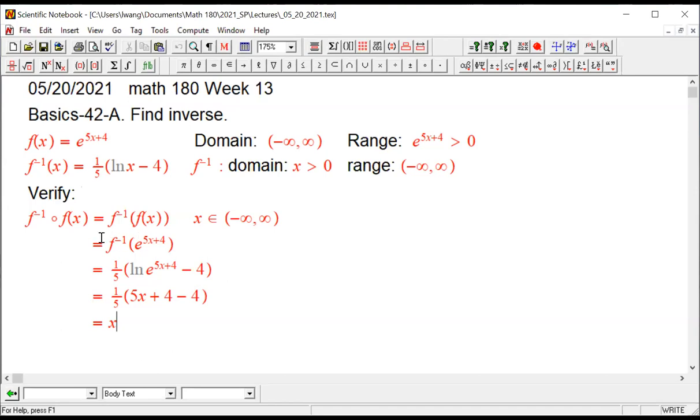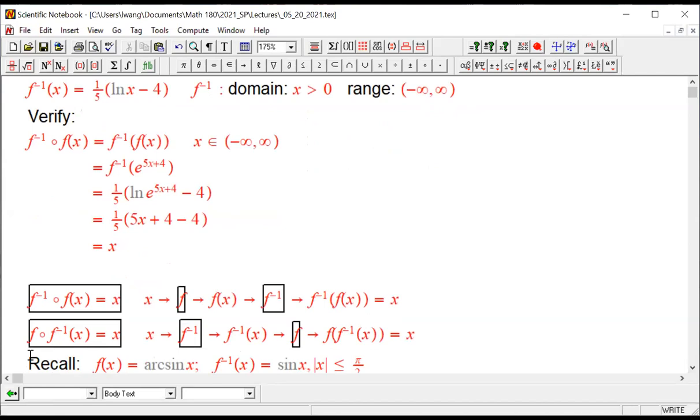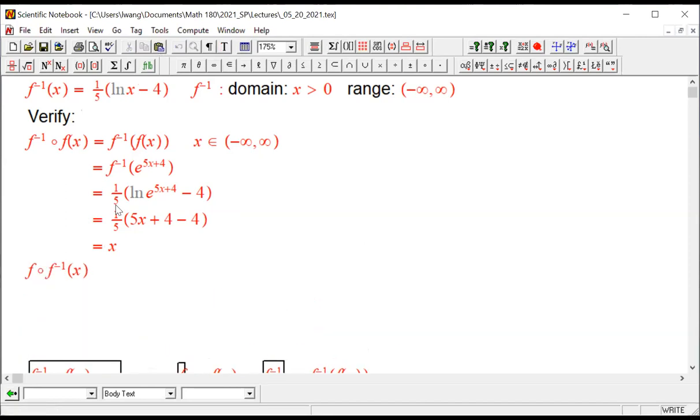And we also need to verify the other piece. The other piece is this piece. And this piece, the X is so close to F inverse. So this X is from the domain of F inverse. So as a result, this X has to be positive. You guys see that?